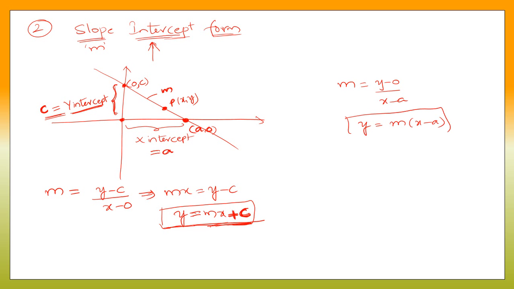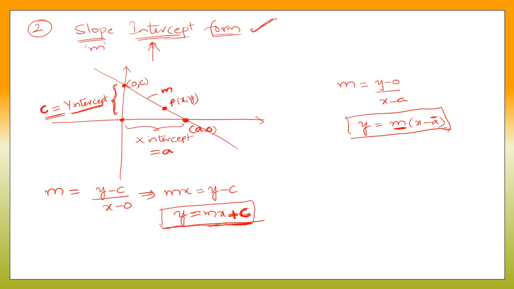So this is nothing but my slope intercept form. Here I am having slope as well as intercept. Okay, clear? This is the second form. When you are given a slope as well as an intercept, you use these formulas. The first one is y is equal to mx plus c, where c is the y-intercept and m is the slope, and the second form is y is equal to m into (x minus a), where m is the slope and a is the x-intercept. So remember this slope intercept form, right?